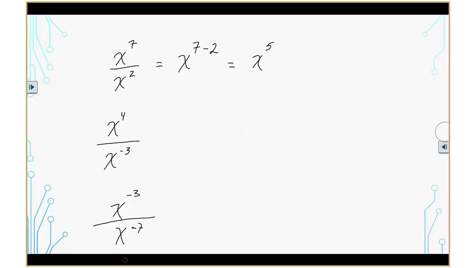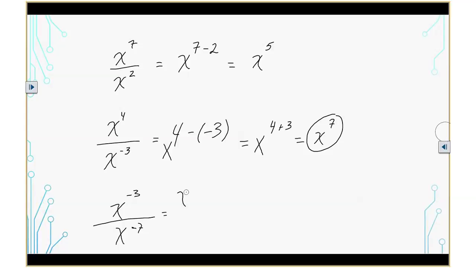So this one, you do exactly like I did the first time. X to the 4 minus a what? Negative 3. Now there's two negatives together. What I tell you about that? That changes to what? Which is x to the negative 3 minus what? 7.